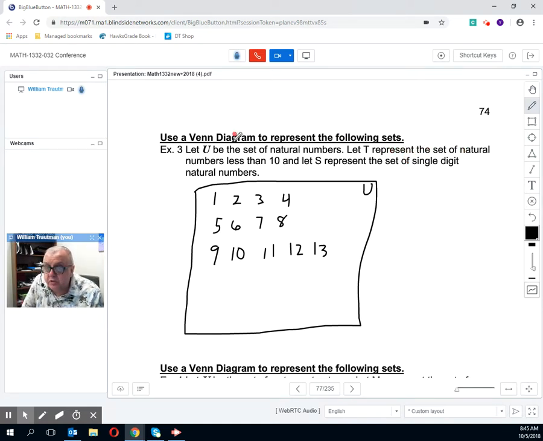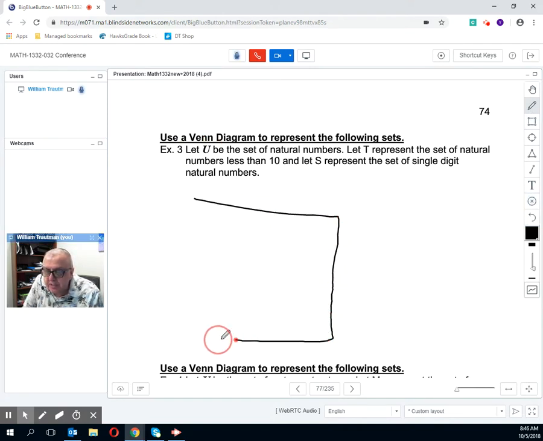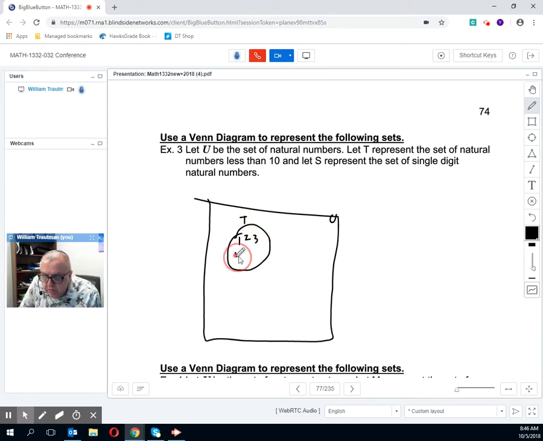Let T represent the set of natural numbers less than 10. Maybe I should have read this first. Let me clear this off and try again. So this is the universal set. This circle T is the natural numbers less than 10: 1, 2, 3, 4, 5, 6, 7, 8, 9. 10 is not in that set. Let S represent the set of single-digit natural numbers.